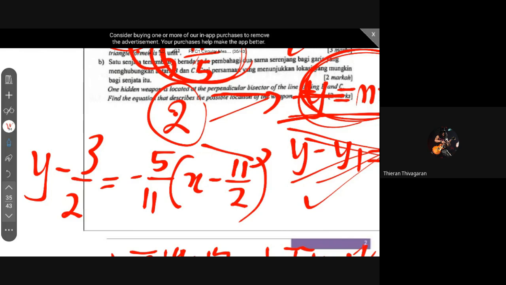Y equals 5 over 11x. Oh, negative. Yeah, correct. Betul. Okay, guys, the answer is like what Shamnad said, okay? This is the correct answer. If you solve the algebra, you can get this answer lah. Okay, so everyone understand this first question? Faham soalan pertama hari ni?